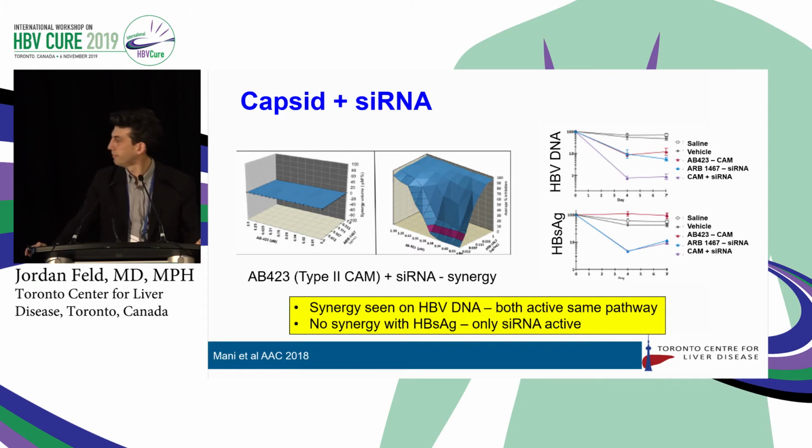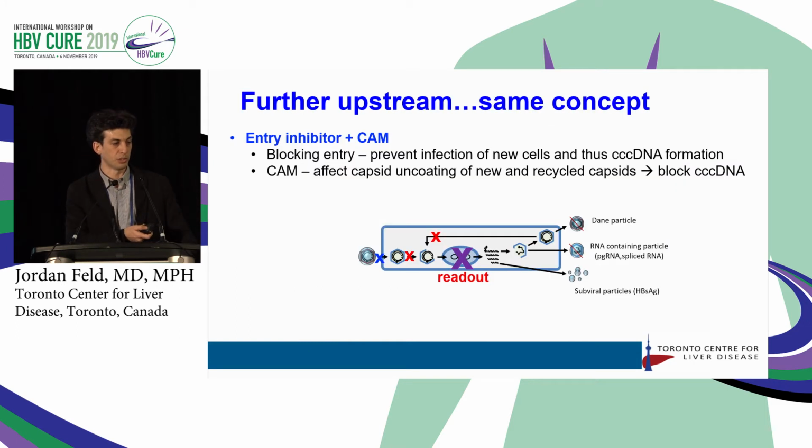the right is the synergy plot showing that you do see synergy here. The synergistic effect is primarily on HBV DNA because both things affect that, whereas the surface antigen effect is primarily driven by the siRNA here and not so much by the CAM. So again, as you'd expect, you can distinguish differential effects of the two different approaches.